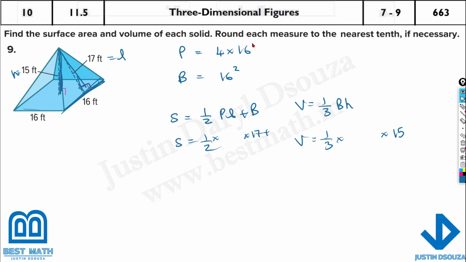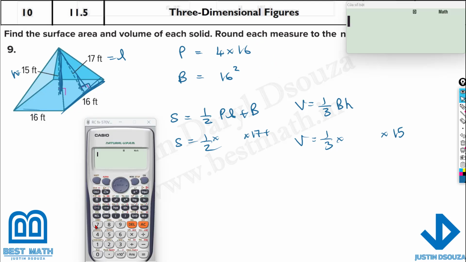So let us solve it in the calculator. What is P? 4 times 16, that is equal to 64. What is 16 squared? That is 256. So here the B value is 256 and here we had 64. 32 times 2 is 64, yes. So the P value over here is 64 times 17 plus 256. And here it is also 256 times 15.